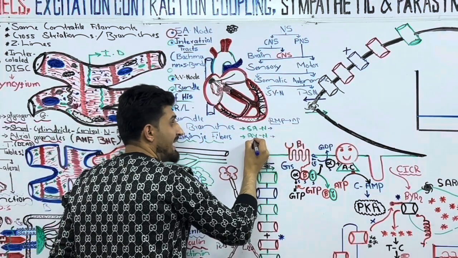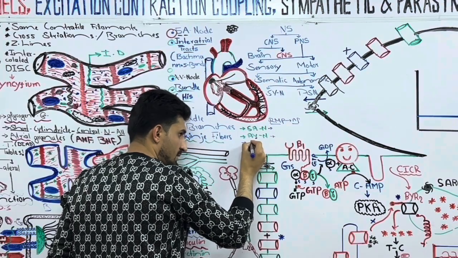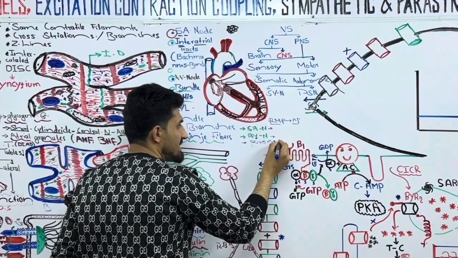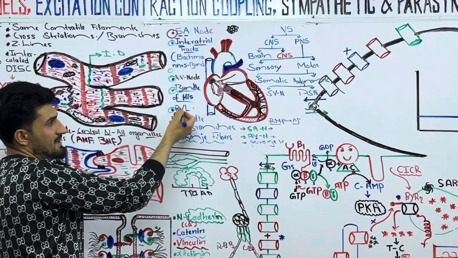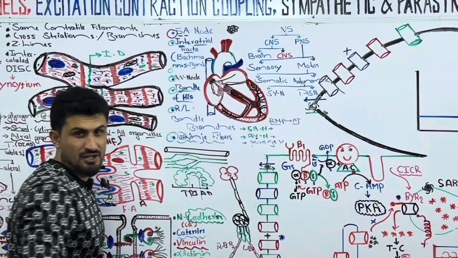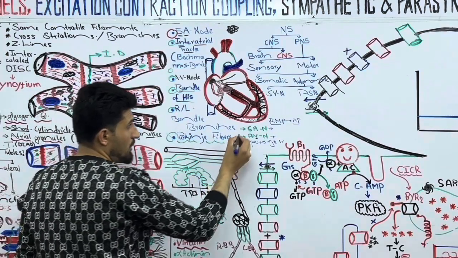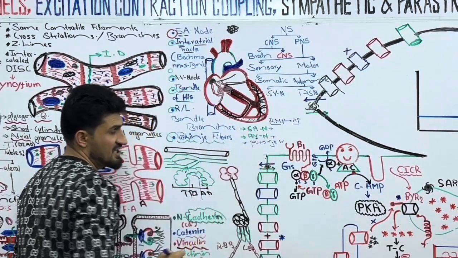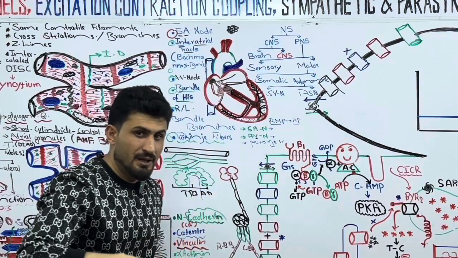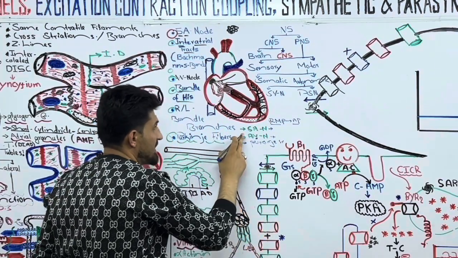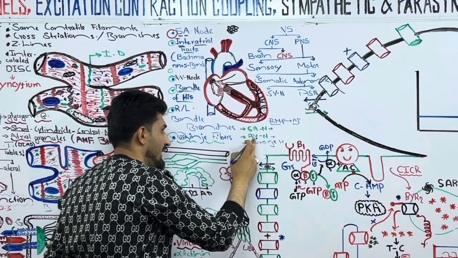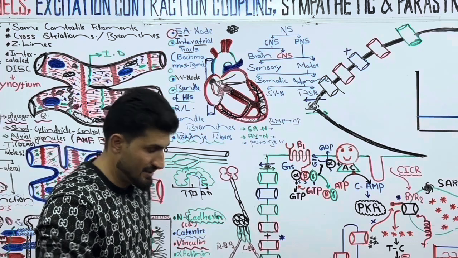Automaticity is faster in the AV node than in the Purkinje system. As a collective, the bundle of His, bundle branches and Purkinje fibers are all called the Purkinje system. So the SA node, AV node and Purkinje system all have the automaticity phenomenon. Automaticity is faster in the SA node than the AV node, and in the AV node than the Purkinje system.